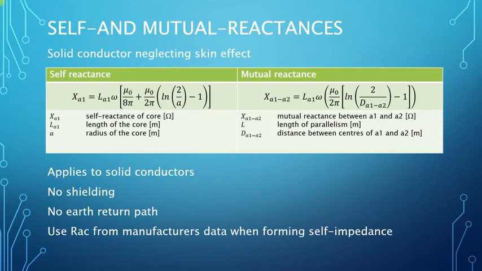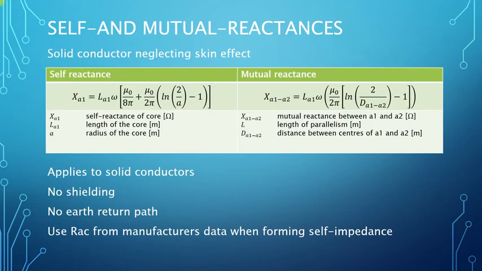So the term in brackets gives us the total inductance. We multiply that by omega to give us the reactance, and then we multiply that by the length of the circuit to give us the overall reactance. To form the self-impedance, we would add this self-reactance to the resistance of the cable, and again we would use the AC resistance from the manufacturer's data.